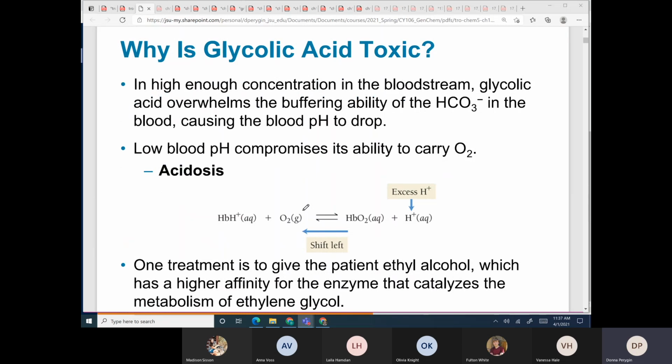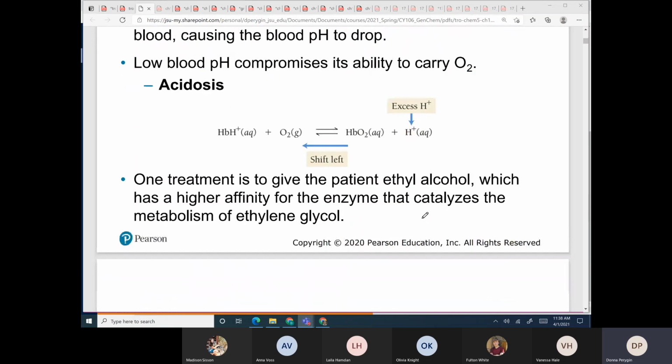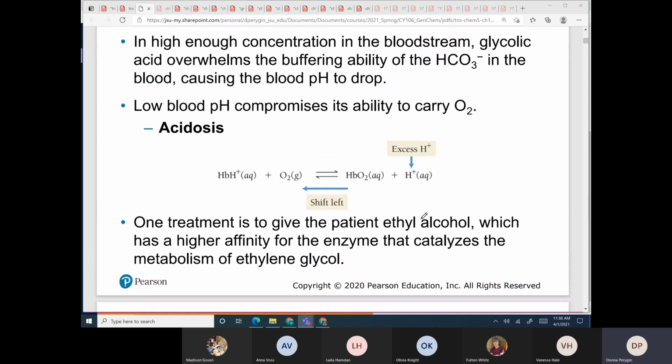But another reason why it's toxic is because if it builds up in blood, it's going to shift the equilibrium of the carrying of oxygen by hemoglobin in your blood to the left, and so your blood won't be able to carry as much oxygen due to the excess acid that's formed, okay, from that. And so it's very toxic, and that's why you can't drink ethylene glycol. That's one of the reasons why. It's also toxic because it causes kidney stones.